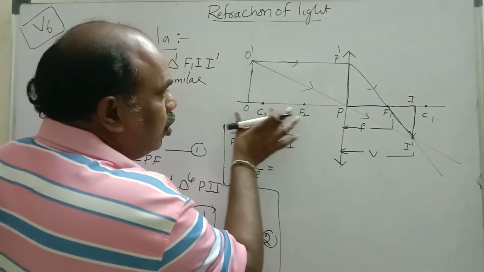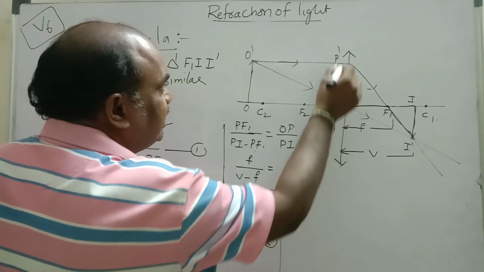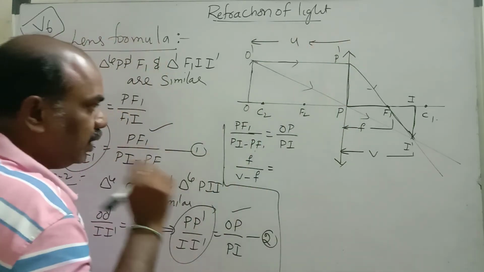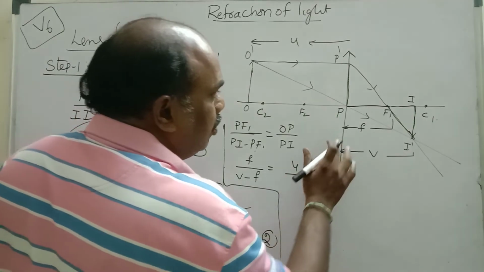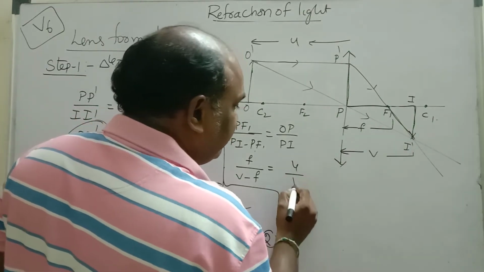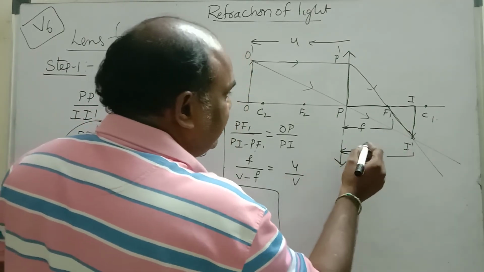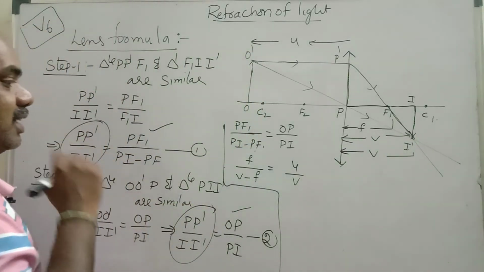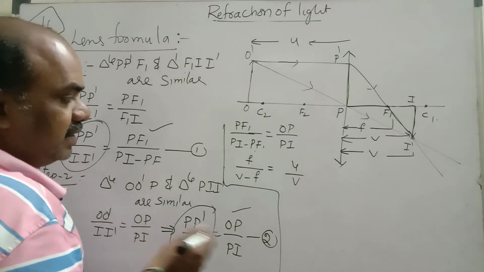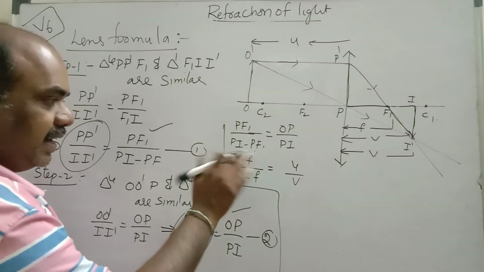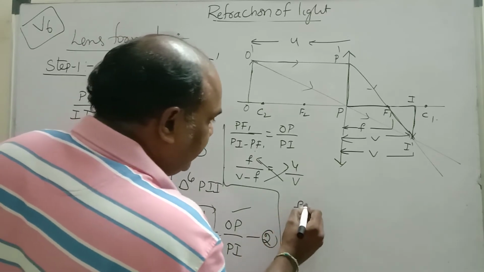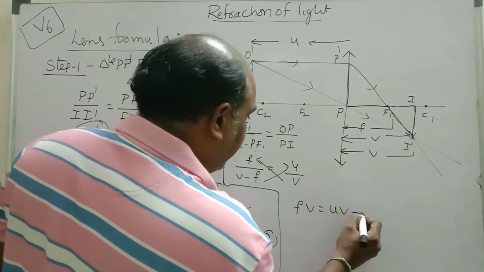What is OP? O to P is nothing but object distance. U by Pi. Pole to image is nothing but image distance V. Now children, observe carefully. This I am going to write in reverse mode. Just I am cross multiplying. F into V is equal to UV minus UF.